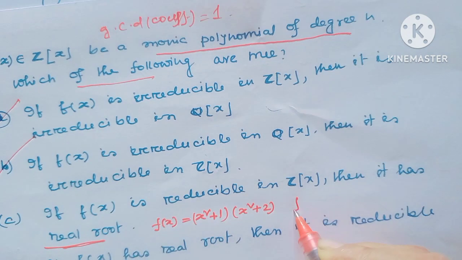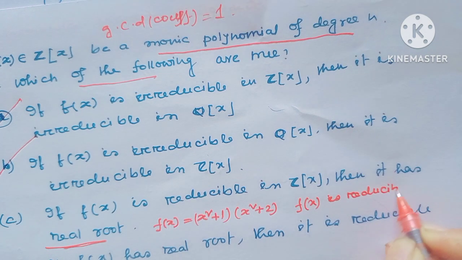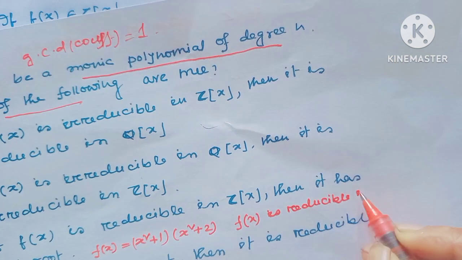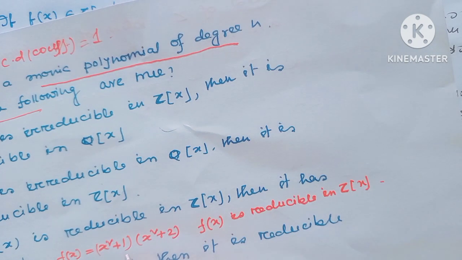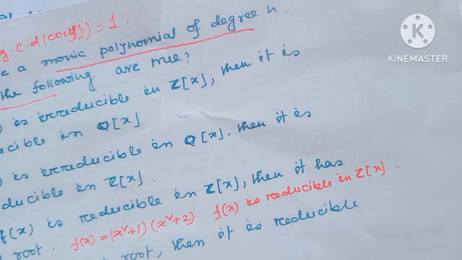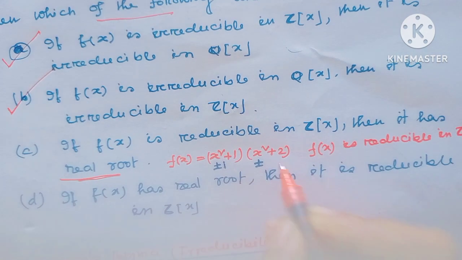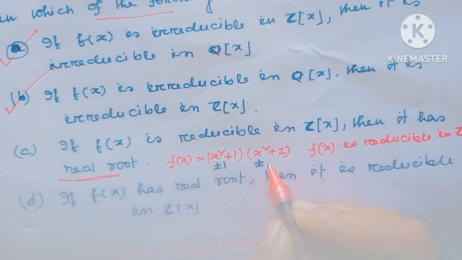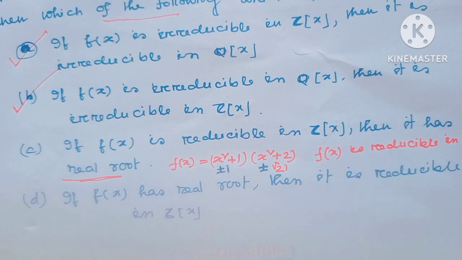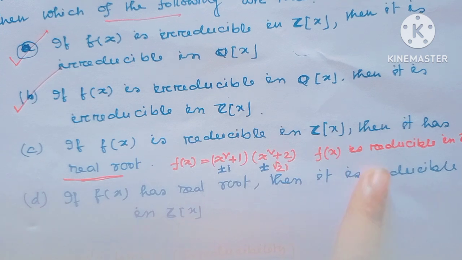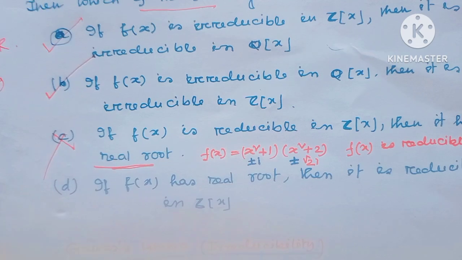So, f(x) is reducible in Z[x]. But notice here the roots of x squared plus 2 are plus or minus square root of 2 i. That means this has complex roots. So, f(x) being reducible in Z[x] does not imply it always has a real root. So, option C is also a wrong option.